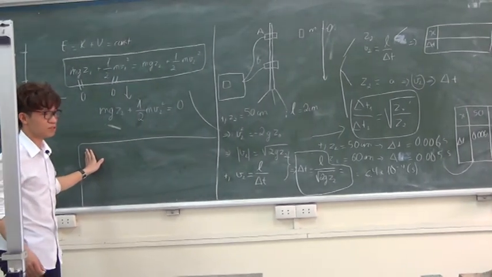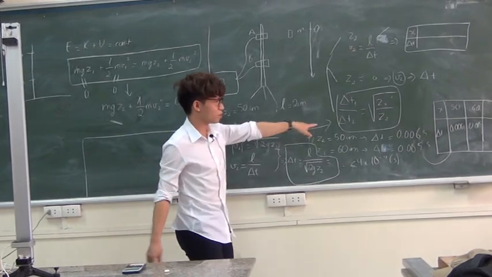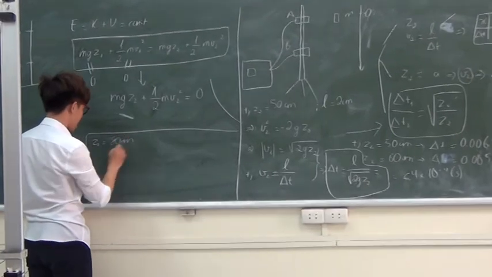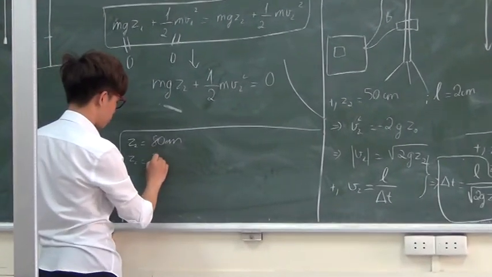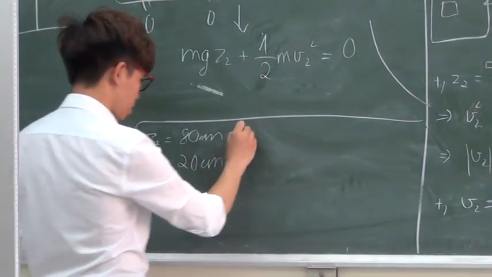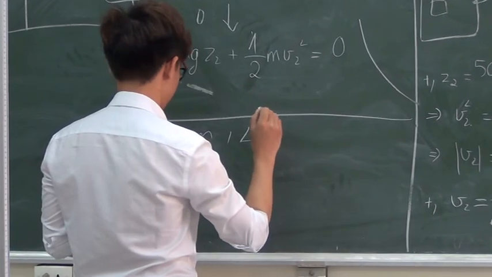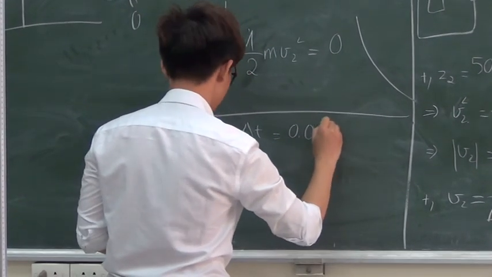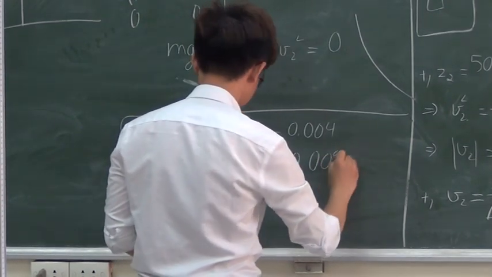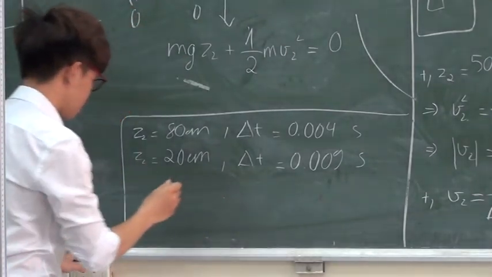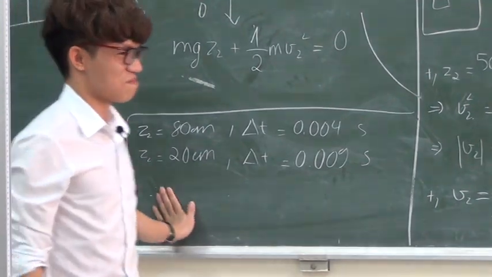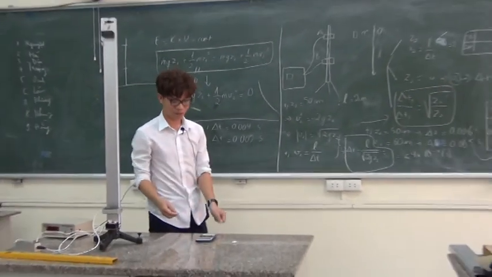Because I just did the experiment with the first one, with H2 equal to 80 centimeters and the other at 20 centimeters, and we measure delta T as 0.04 and delta T equal to 0.009. Okay, well, no need to memorize. Okay, the next one. Quickly.